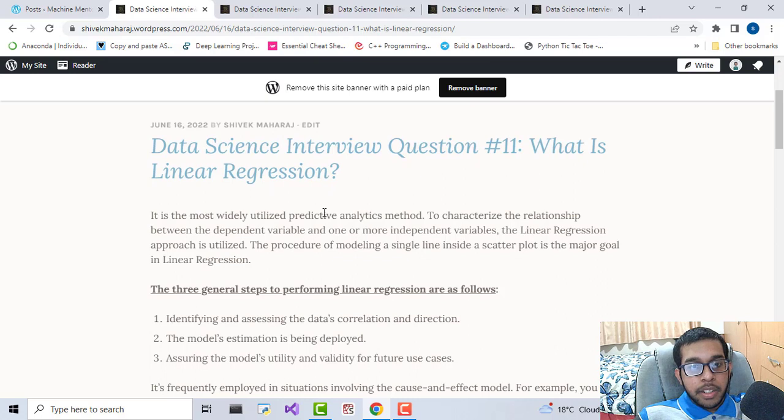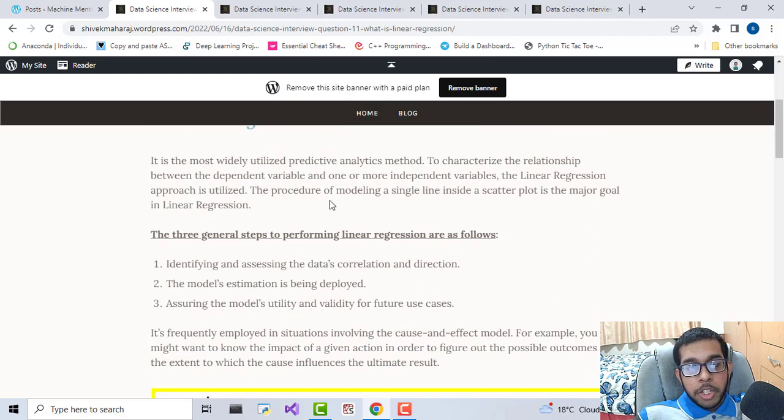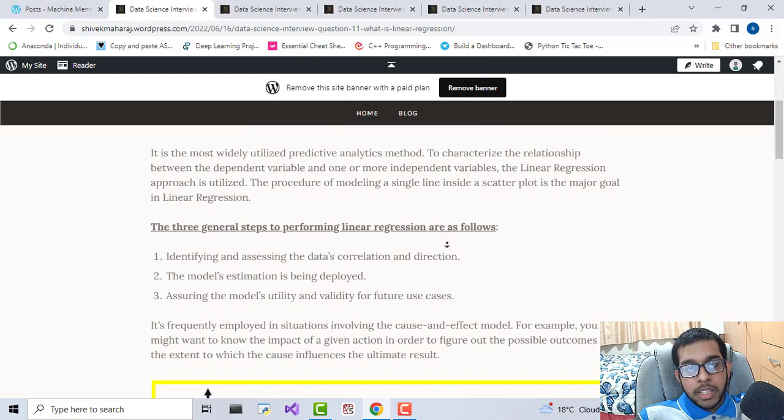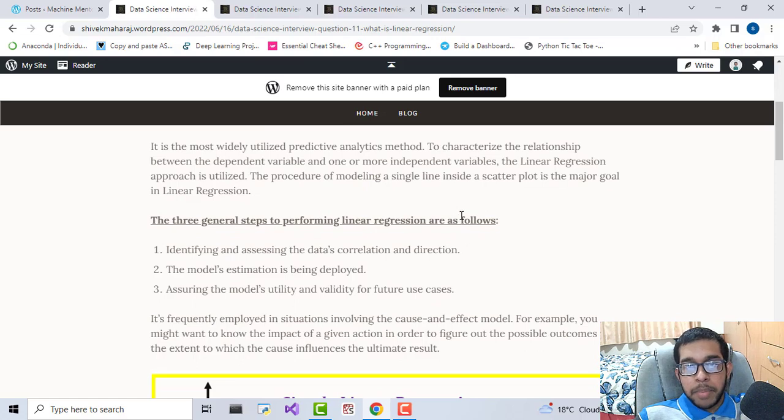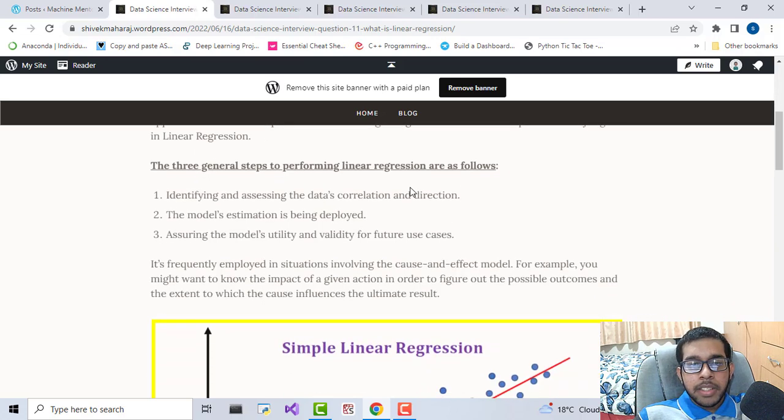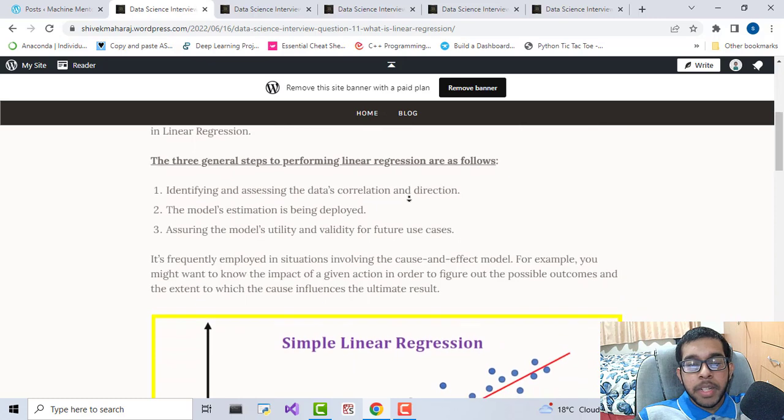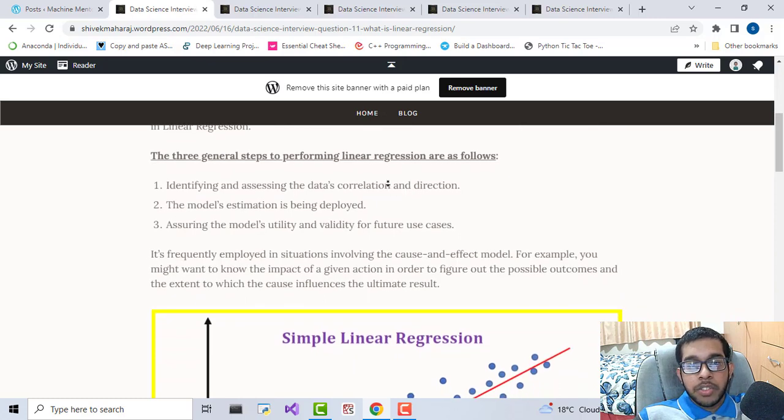What is linear regression? Linear regression is the most widely utilized predictive analytics method to characterize the relationship between the dependent variable and one or more independent variables. The linear regression approach is utilized. The procedure of modeling a single line inside a scatter plot is the major goal in linear regression. The three general steps to performing linear regression are as follows.